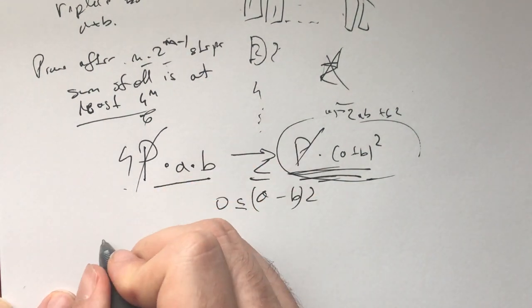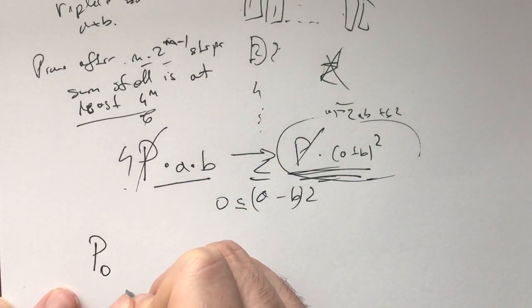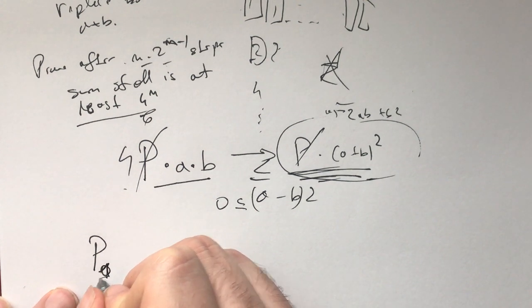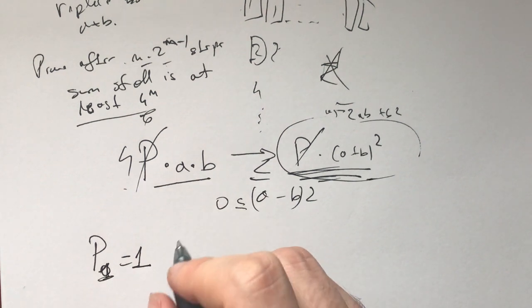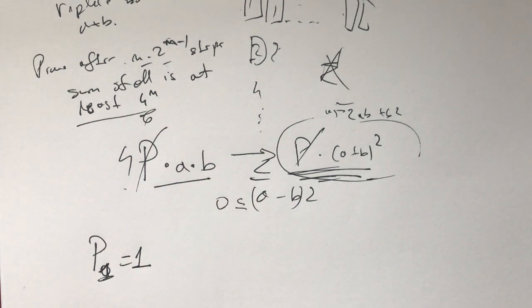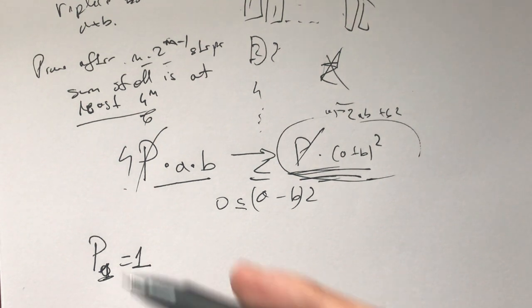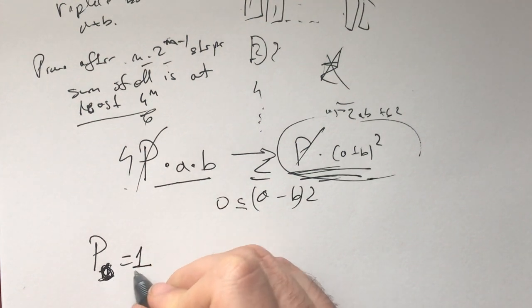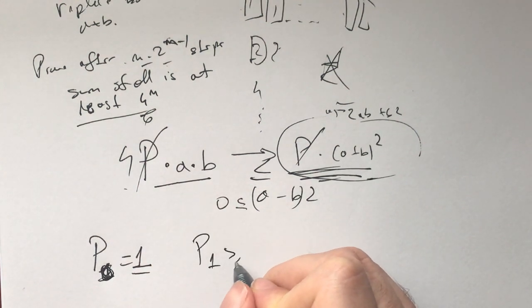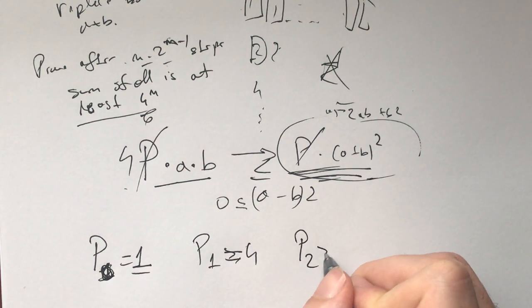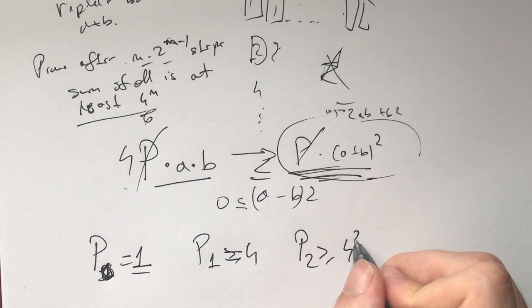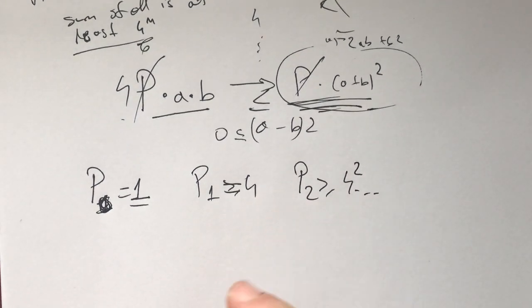So the product at the beginning, before any moves, let's call this P1, is 1, right? And now what does the question say? The question says that we will be able to do moves, how many? After m times 2 to the m minus 1 steps. So on the 0th step, it's 1. On the first step, it's exactly 4. On the second step, it's greater than or equal to 4 squared. And so on and so forth.